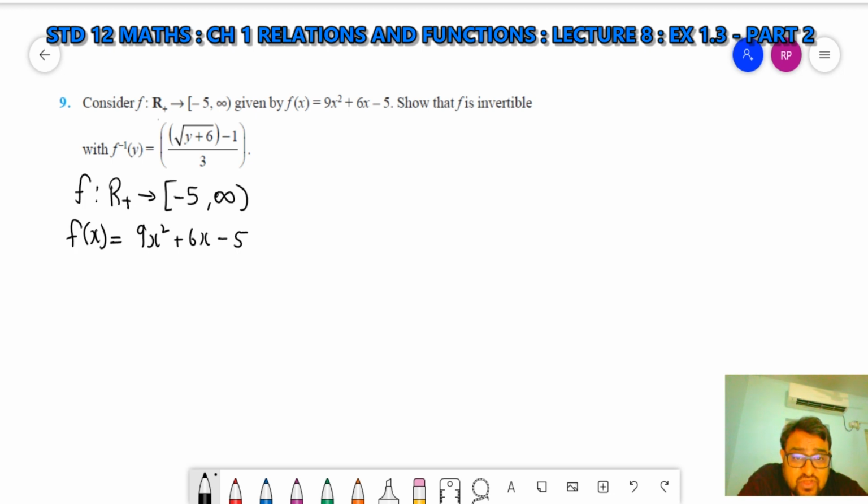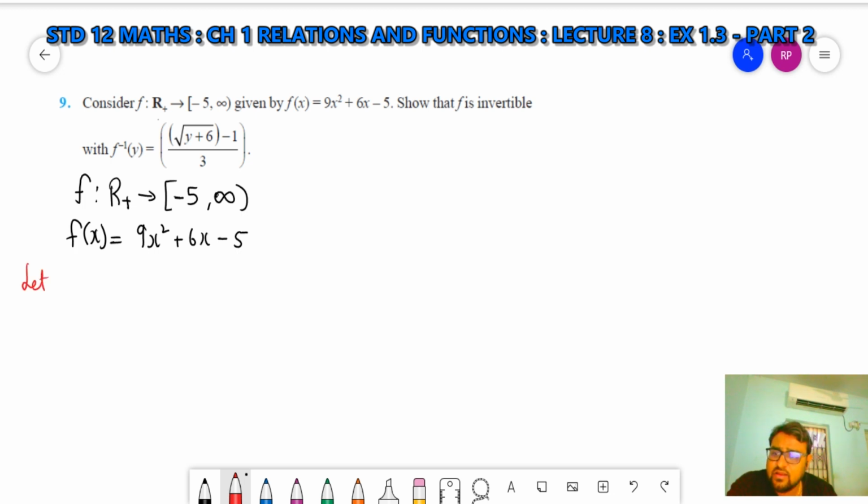Question says so that f is invertible. That means it will be 1-1 and onto. Clear? Now let's say, for 1-1. Remember, if it was f from R to R, then this type of function will never be 1-1 and never be onto. If it is R to R, okay. But see here it's R plus, okay. Now f(x) I will write down.